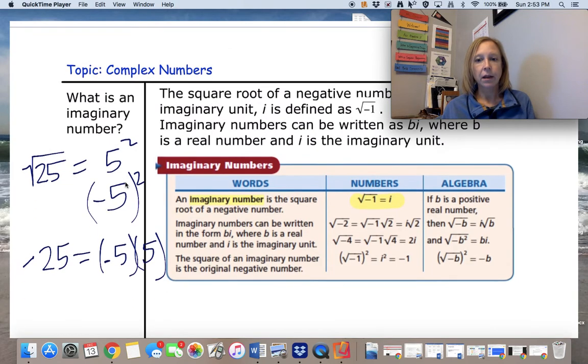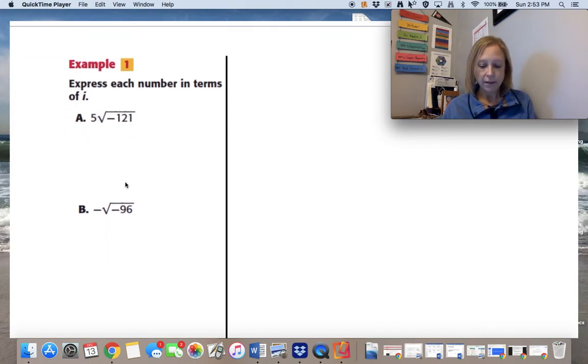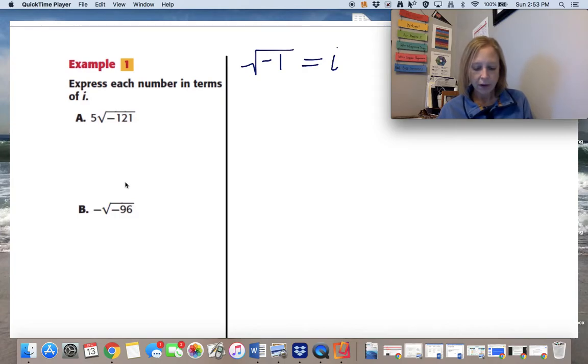Let's do a few examples together of simplifying expressions that involve the imaginary unit i, and I think you'll see you can get the hang of it pretty quickly. So, example A, I see 5 times the square root of -121. Well, remember we just said that the square root of -1 is equal to the imaginary unit i. So I'm going to break this down into the square root of -1 times the square root of +121. So now I have three parts. I've got my 5, my multiplier, the square root of -1, and the square root of 121.